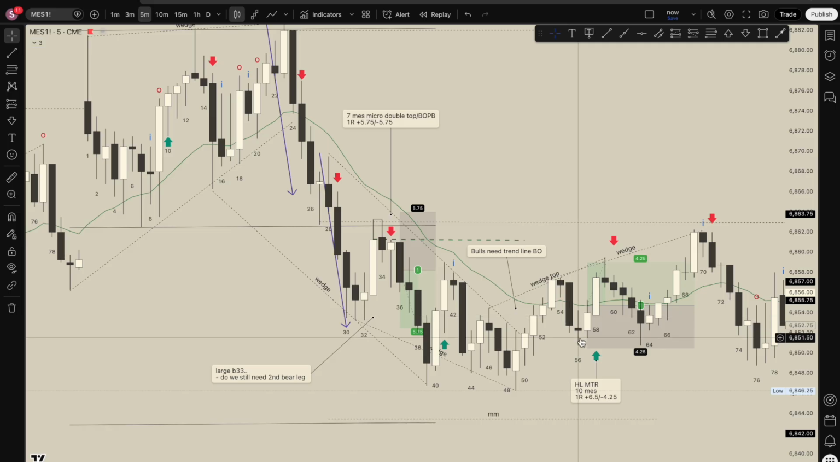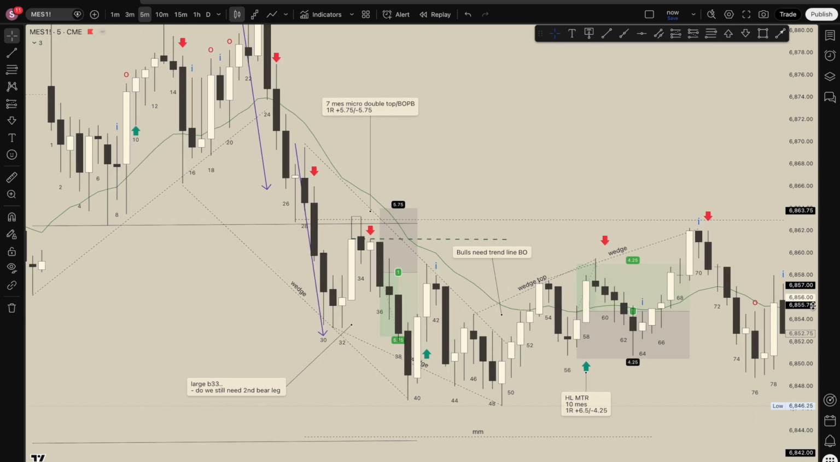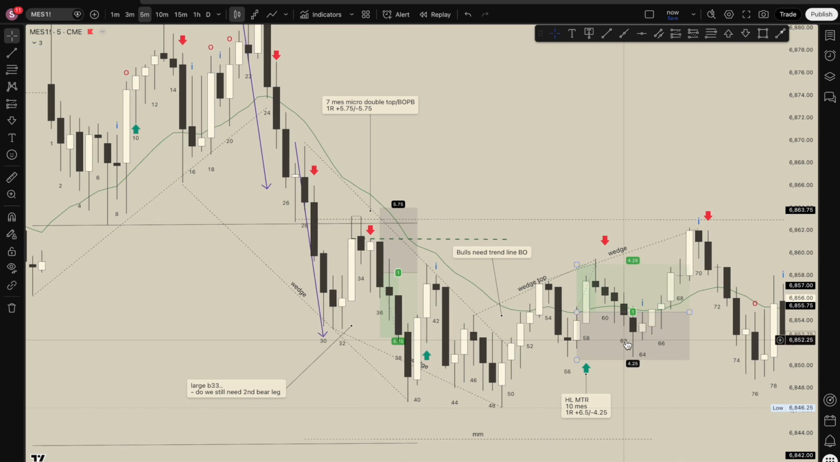The lack of follow through on bar 46. First entry long on bar 47. I personally bought the first entry long, but I wouldn't say this is a particularly good trade either. The upside is limited. We have a wedge top.